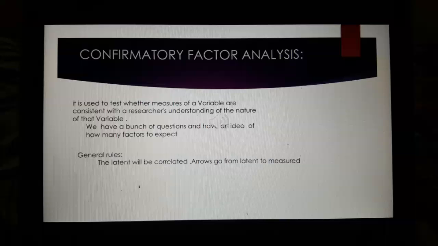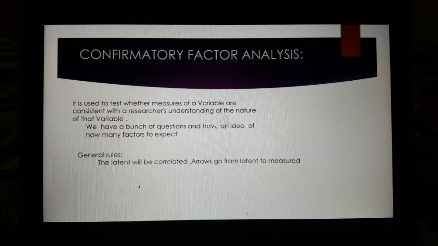Okay, so what exactly is confirmatory factor analysis? This is used to test whether the measures of a variable are consistent with the researcher's understanding of the nature of that variable which has been selected. We would have a bunch of questions and have an idea of how many factors to expect when we are constructing this particular model. So we set up the model with specific questions onto specific factors and then test whether the model fits or not. Also remember that manifest variables are the result of the latent variables.